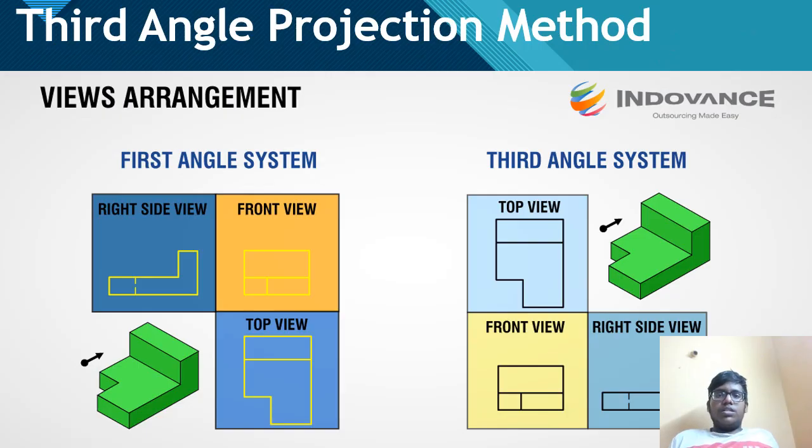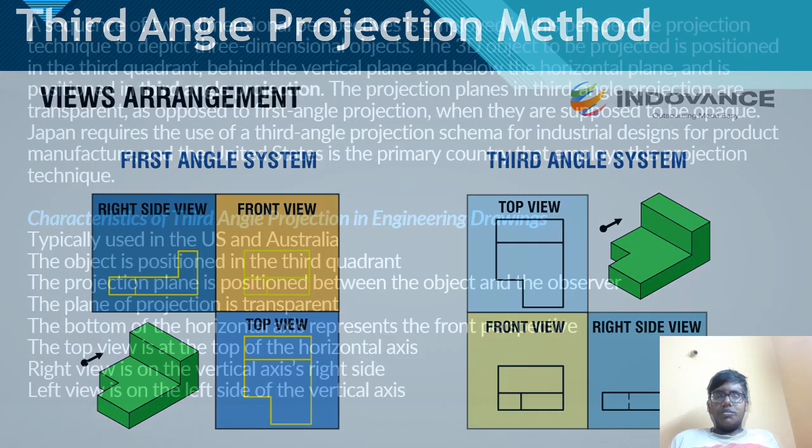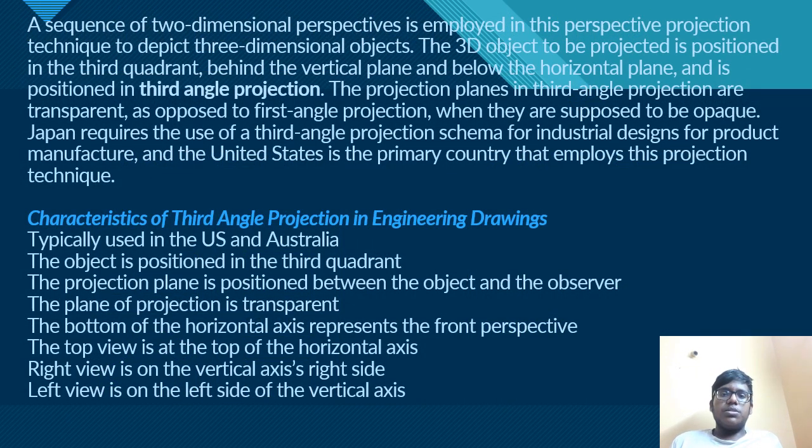Third angle projection method. A sequence of two-dimensional perspectives is employed in this projection technique to depict three-dimensional objects. The 3D object to be projected is positioned in the third quadrant, behind the vertical plane and below the horizontal plane, in third angle projection. The projection planes in third angle projection are transparent, as opposed to first angle projection, where they are supposed to be opaque. Japan requires the use of a third angle projection schema for industrial designs for product manufacture, and the United States is the primary country that employs this projection technique.